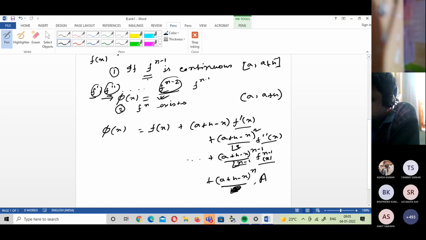All are continuous, as f of n minus 1 is continuous. So f dash, f double dash, all are continuous. Now here look at this equation. Every term, f dash, f double dash, is multiplied with (a plus h minus x) whole square, up to (a plus h minus x) to the power n minus 1. So if you put x equals a plus h, all the terms will be 0. Is it true or not?